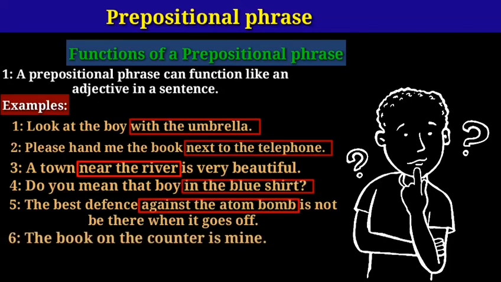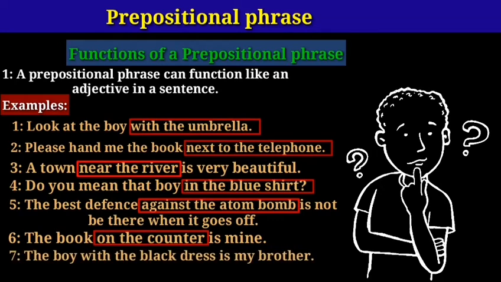The book on the counter is mine. Which one book is mine? On the counter. And this phrase, on the counter, is a prepositional phrase because it starts with a preposition and it is a group of words and there is no subject-verb combination, but if you analyze its function, it modifies the noun, the book.